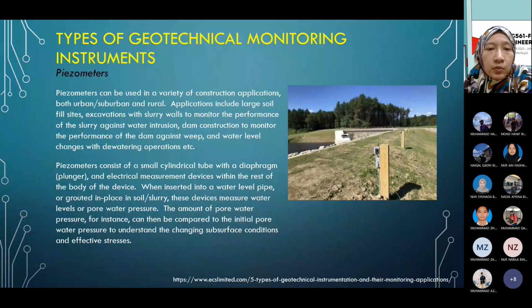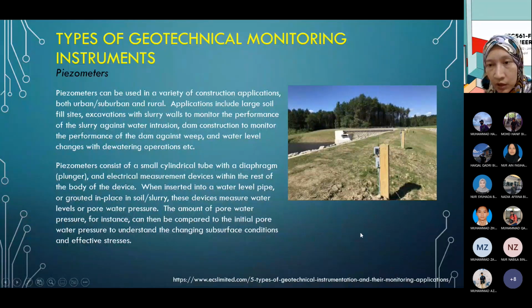The piezometer consists of a small cylindrical tube with a diaphragm and electrical measurement devices within the rest of the body of the device. When inserted into a water level pipe or grouted in place in slurry soil, these devices measure water levels or pore water pressures. The pore water pressure, for instance, can then be compared to the initial pore water pressures to understand the changing subsurface conditions and effective stresses. On the right side of this slide, you can see the installation of the piezometer and the sub tools or equipment that comprise this piezometer set.